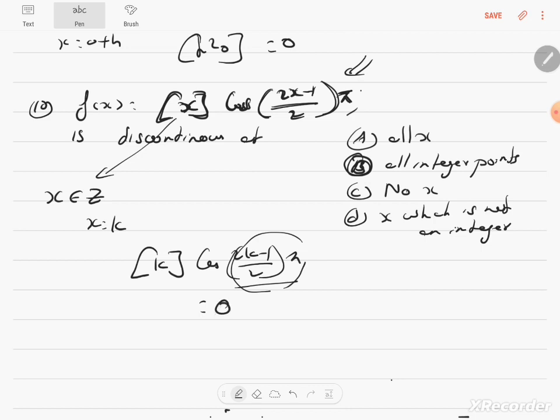So for every integer value of k you take, the answer will always tend to be 0. The limit is always 0, irrespective of the value of k. So it's discontinuous at all x? We thought it could be discontinuous at all integers, but having said that, we are getting the answer as 0. Whatever be the value of k, the limit is becoming 0.